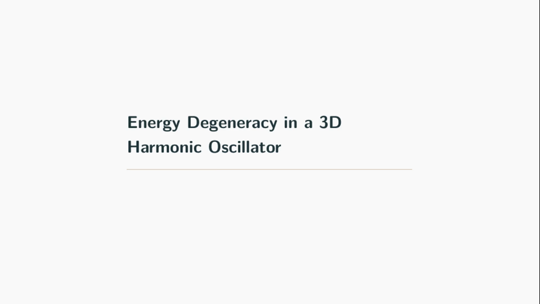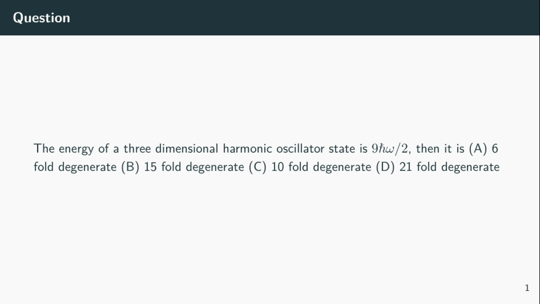Okay, let's talk about the energy degeneracy in a 3D harmonic oscillator. We have a question here. The energy of a three-dimensional harmonic oscillator state is given as 9 h bar omega over 2. The question is, what is its degeneracy? Is it A, 6-fold degenerate, B, 15-fold degenerate, C, 10-fold degenerate, or D, 21-fold degenerate?